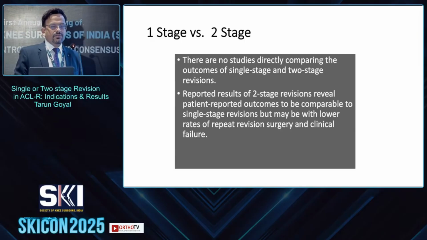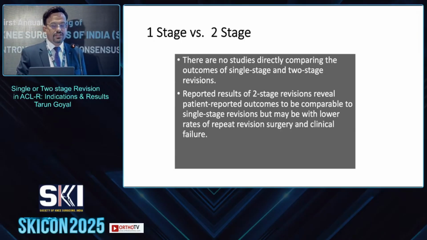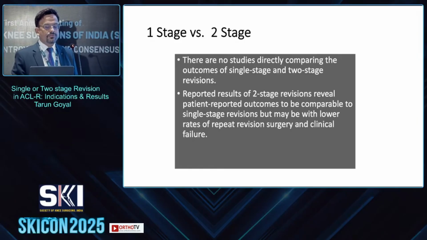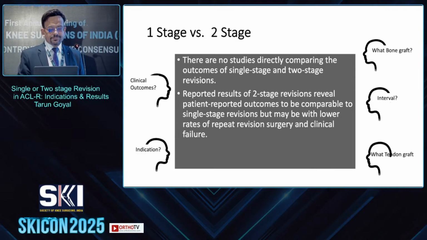So if you look at what the literature tells us about one stage versus two stage, there are no studies which are directly comparing the outcomes of single stage and two stage revisions in literature. Reported results of the consolidated studies separately on stage 1 and stage 2 have shown that the patient reported outcomes are similar whether you do a single stage or a two stage revision, but there may be a lower rate of repeat revision surgery and clinical failures, as also mentioned by the previous speaker.